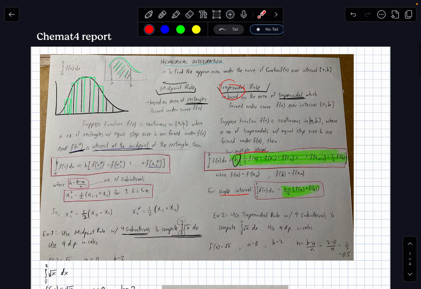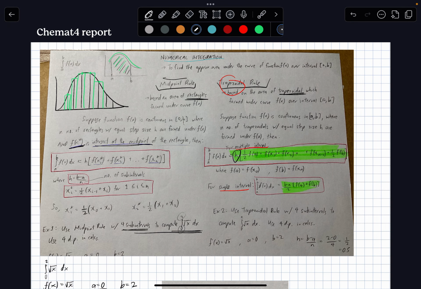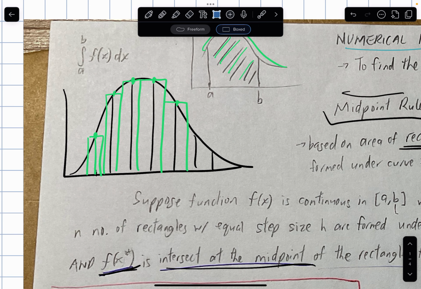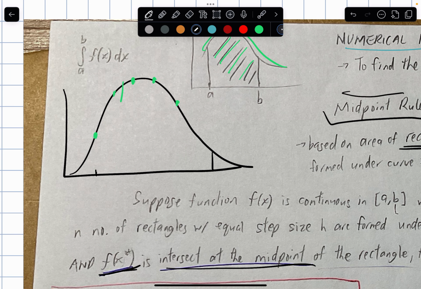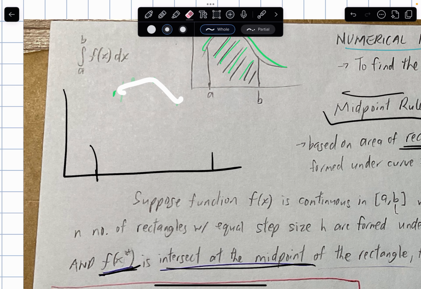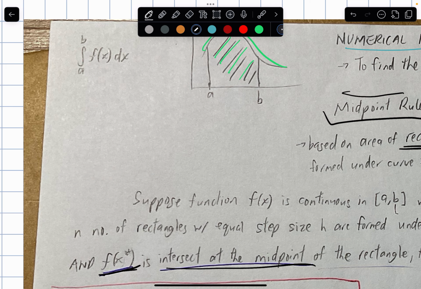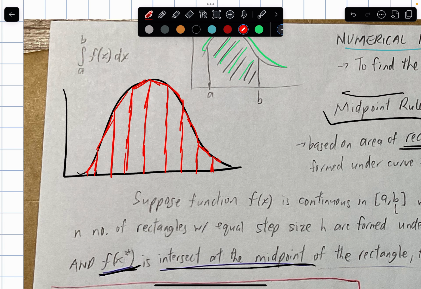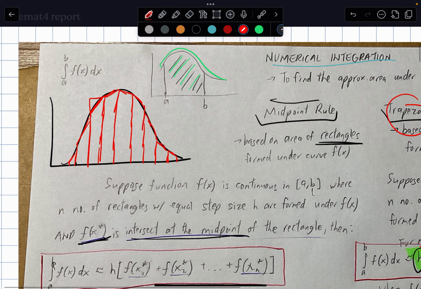Okay? So, oh yeah. If ganito ang itsura ng midpoint rule, what about trapezoidal rule? Trapezoidal rule, ganito lang siya. Ganyan. So, yeah, that's basically it. Hindi siya yung parang may mga ganun-ganun pa.